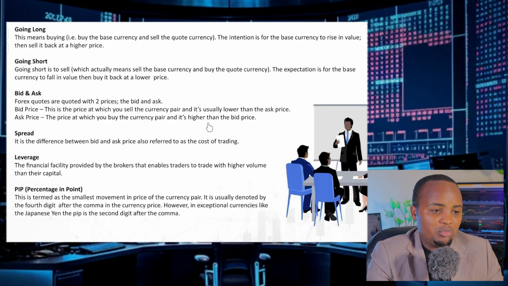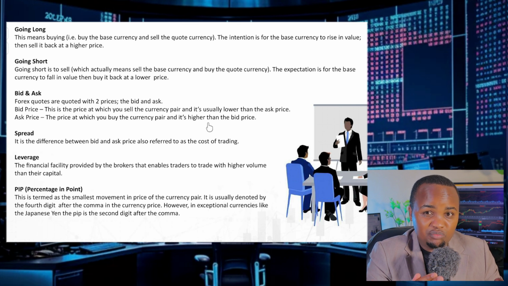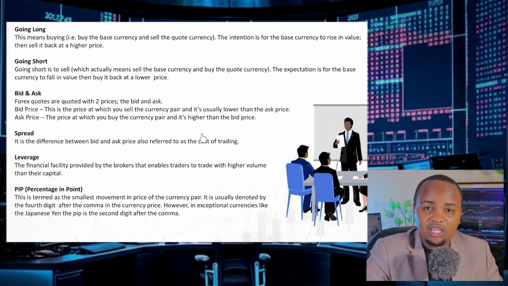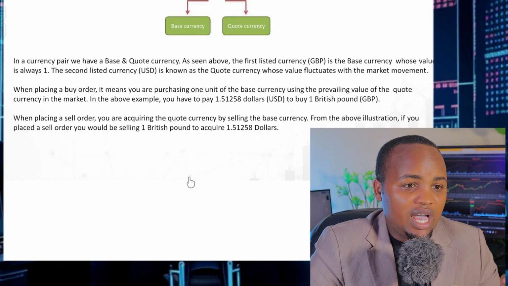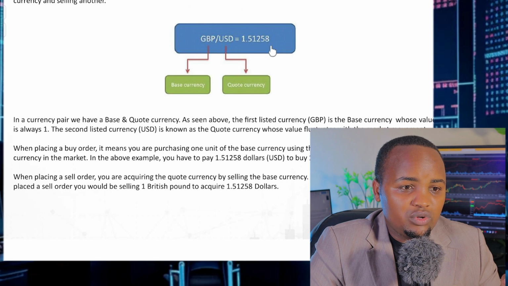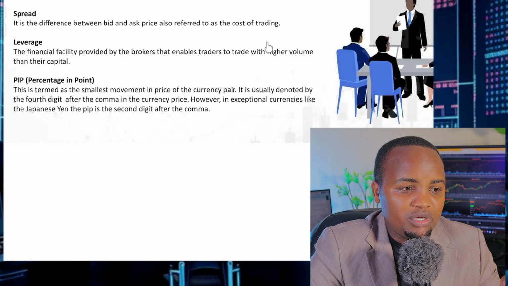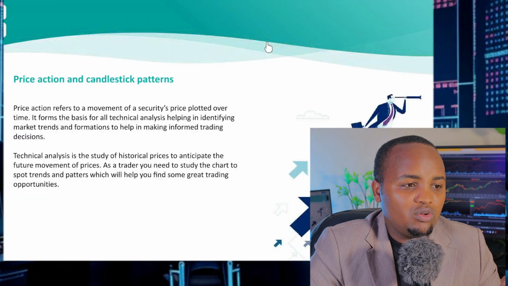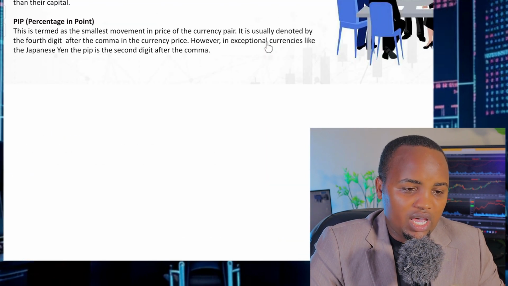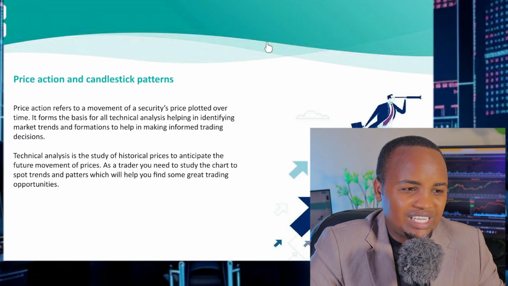On leverage, this is what the broker offers you, so that you can use the small amount of money you deposit with the broker to trade high volume. Then we have something called pips. Looking at GBP USD, the moment the values here change, those changes are what are called pips, and we'll be learning how to calculate those pips.